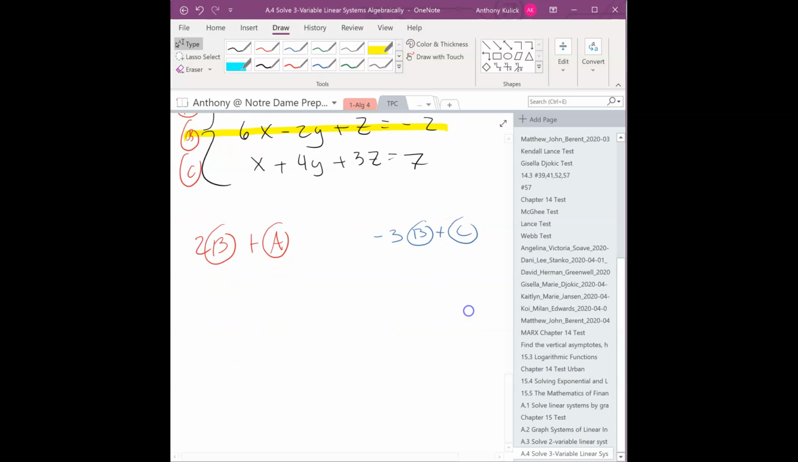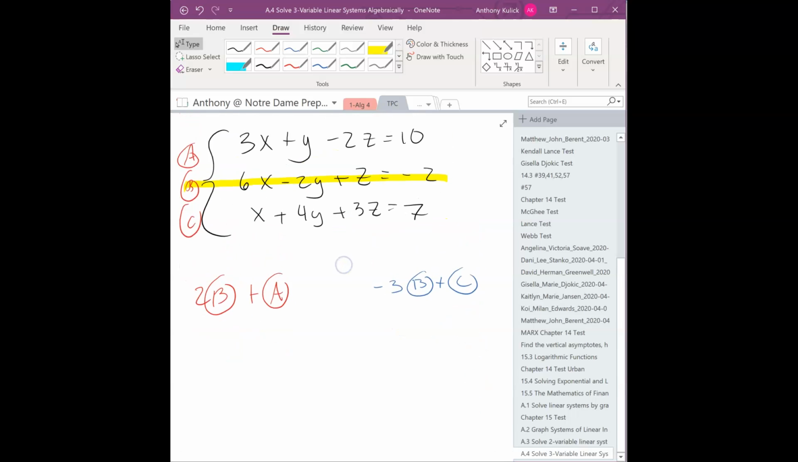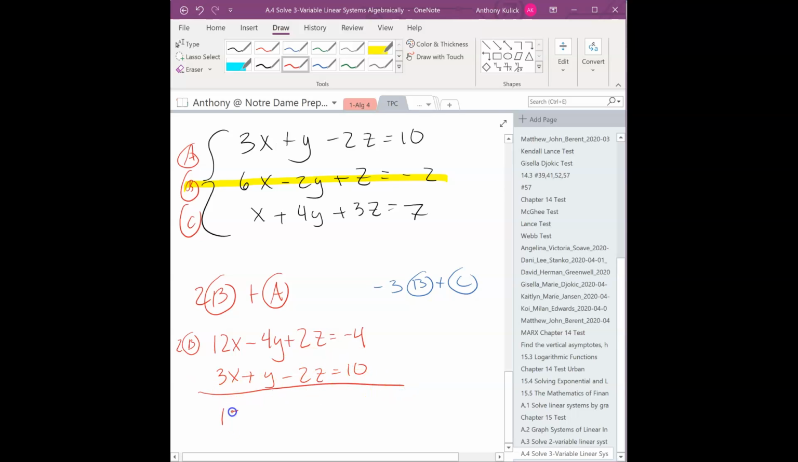And I'm going to write this out for us here just so that we get a handle on what I'm doing. So I'm going to take equation B and I'm going to multiply every coefficient by 2. So 2B is going to give me 6x minus 4y plus 2z equals -4. And then equation A, nothing is changing. And I'm just going to add down. It's going to give me 15x minus 3y equals 6. I'm going to call this equation D.